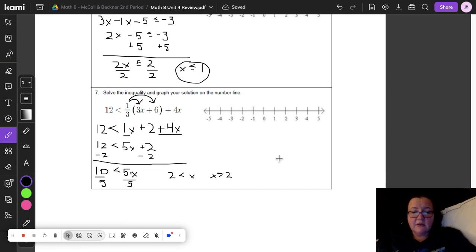All right, so we're going to go ahead and graph it. We have step 1 done. Now we're going to do step 2. So we're going to find the number 2. And we want numbers that are greater than 2. Right.